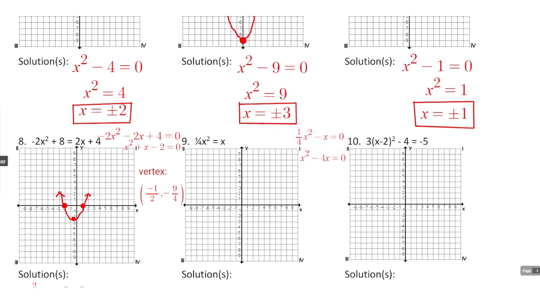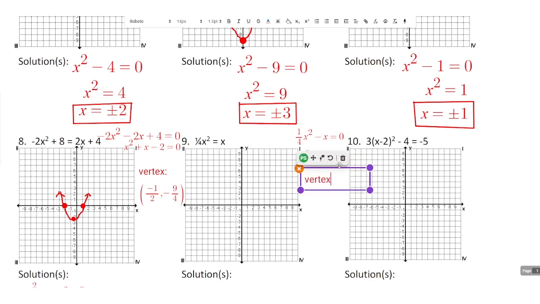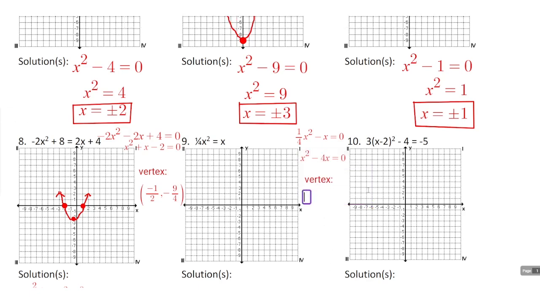My vertex is going to be at negative b over 2a. So that'd be negative 1, so that's positive 1 over 2 times, or no, I'm sorry, negative 4 would be positive 4 over 2 times 1, which is 2. So 4 divided by 2 is just 2. And if I plug that in, I get 4 minus 8 is negative 4. So my vertex is at 2, negative 4.